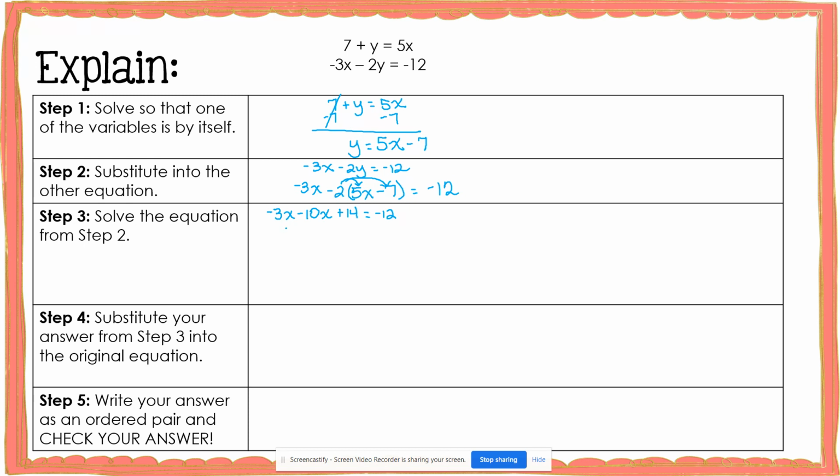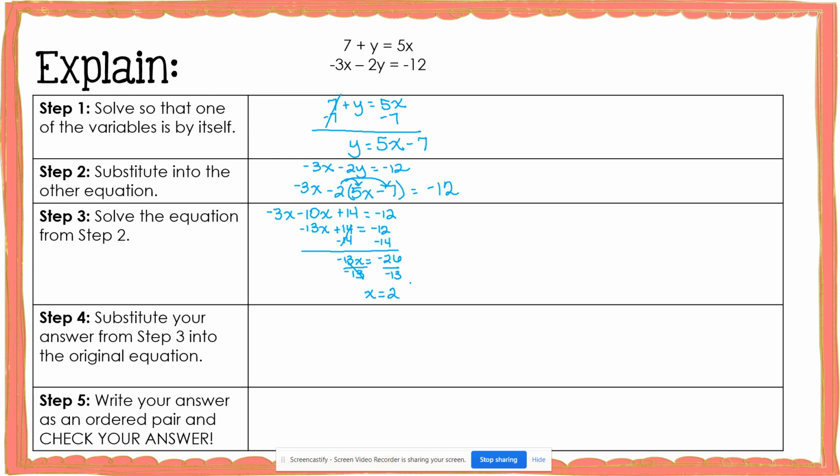Now we combine like terms. Negative 3x minus 10x gives us negative 13x. So now we have negative 13x plus 14 equals negative 12. Well, to solve, we're going to start by subtracting 14 from both sides. These will cancel and we have negative 13x equals, well, negative 12 minus 14 gives us negative 26. Now to get x by itself, we are going to divide by negative 13 on both sides. These will cancel and we get x equals, well, negative 26 divided by negative 13 gives us positive 2.